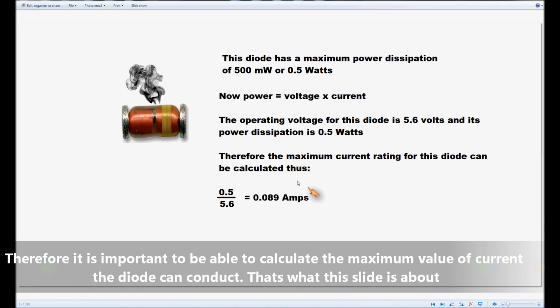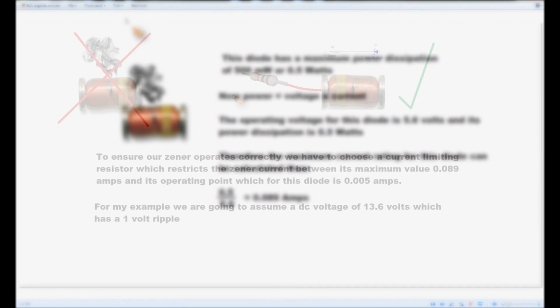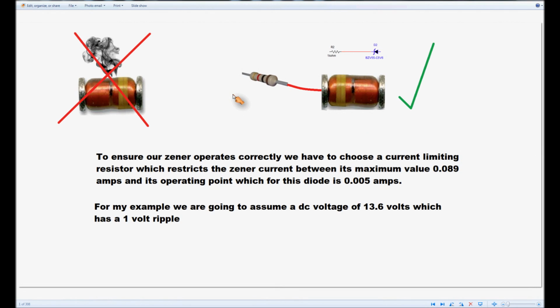But we can work out that the maximum current for this diode for any extended period of time would be 89 milliamps, 0.089 of an amp. To make sure that our Zener operates correctly, we would always operate it in series with some type of current limiting resistor. If you don't do this, your Zener will just be destroyed. So you must always have some type of resistor or some other circuit element that limits the current through the diode to an acceptable limit, I beg your pardon.